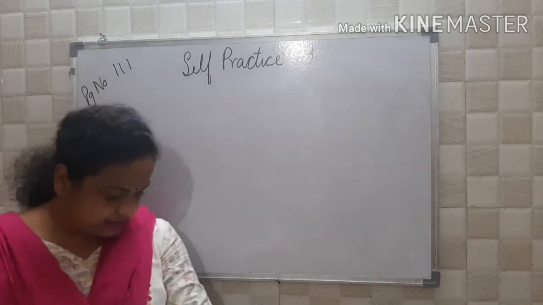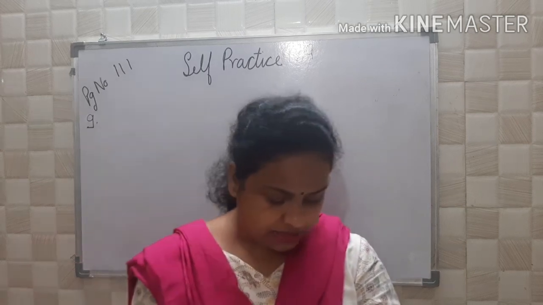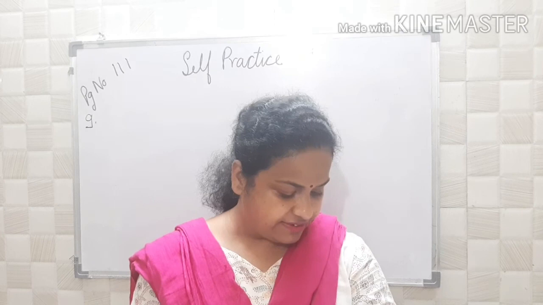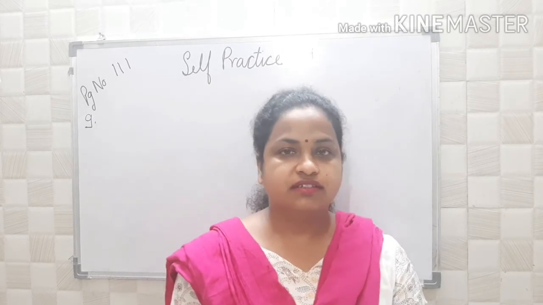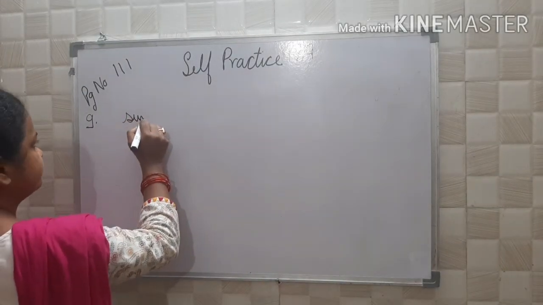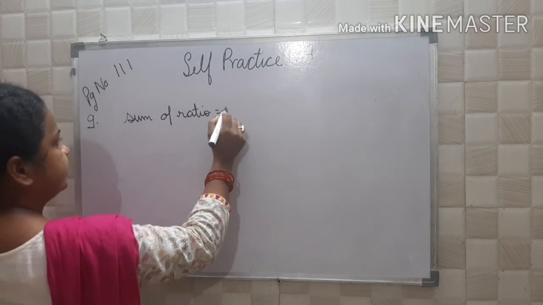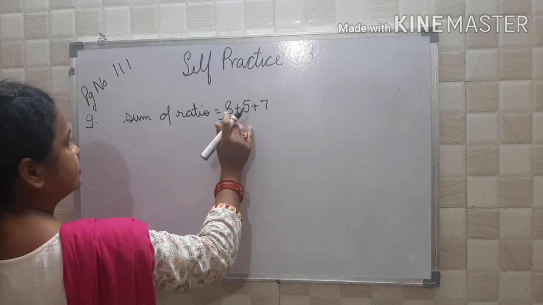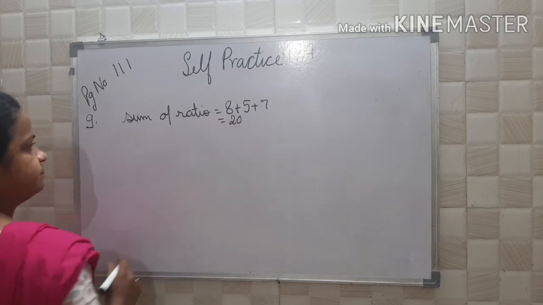Question number 9. In an examination, 100 marks are distributed among 3 questions so that they are proportional to 8, 5, 7. Find the mark for each question. Okay. So firstly we will find sum of ratio. So what do we will get? 8 plus 5 plus 7, which is equal to 8 plus 5 13 and 13 plus 7 20.